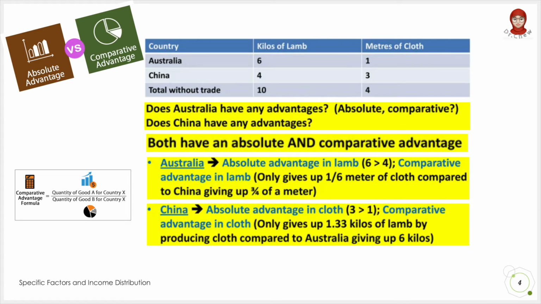So based on this example, we can say that Australia is going to specialize in producing lamb, whereas China is going to specialize in producing cloth, and both countries can trade with one another in order to get the goods that they do not have.